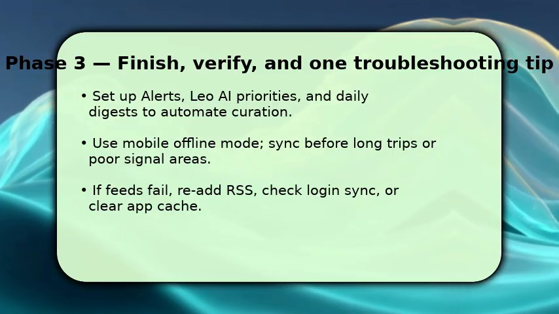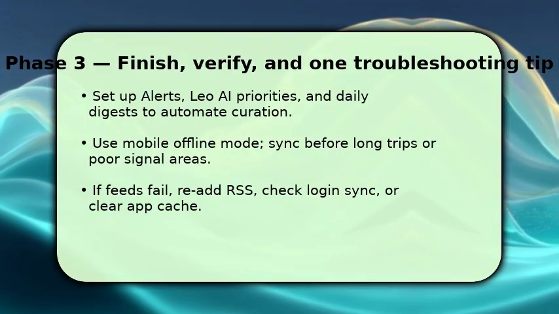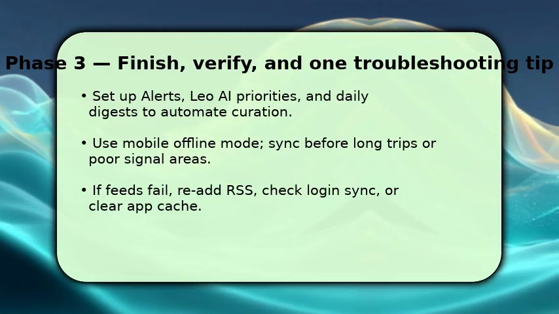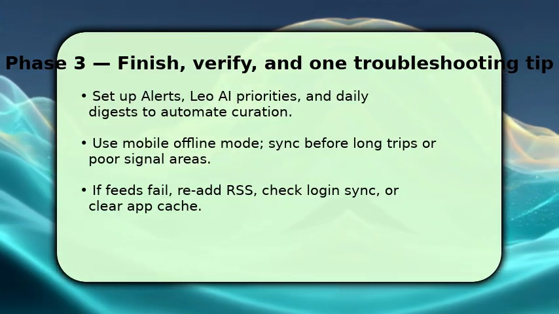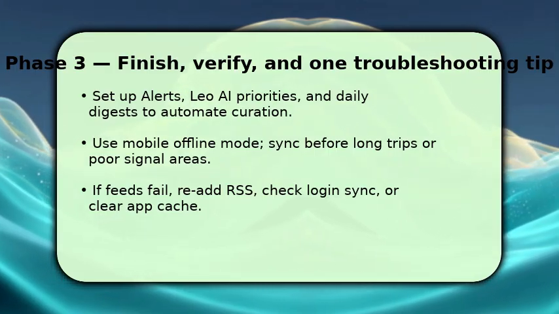If something breaks, first re-add the RSS or publisher, then confirm your account sync and permissions. Finally, clear the app cache or reinstall if items still don't update. These steps wrap the setup and keep your reading flow reliable and uninterrupted.